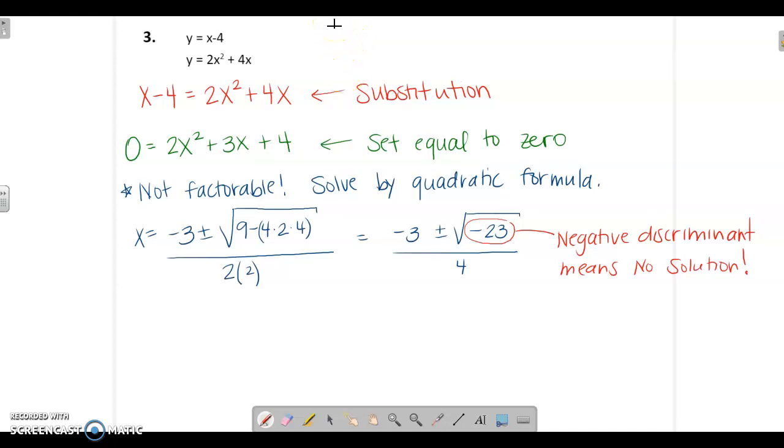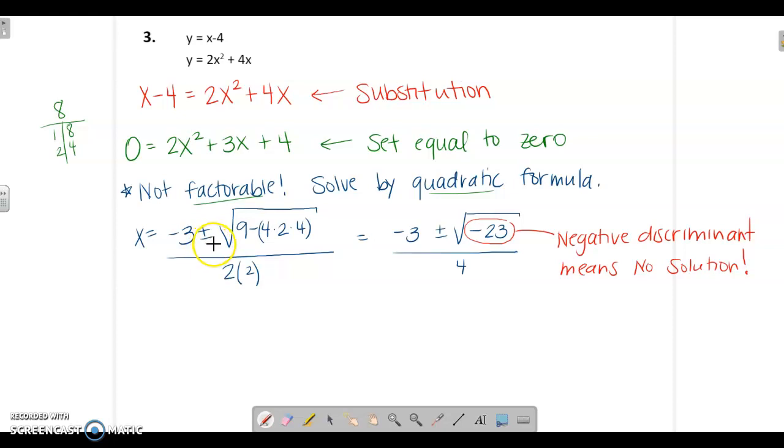I used substitution. I got it set equal to 0, and when I did that, it was 0 equals 2x squared plus 3x plus 4. I noticed it wasn't factorable because 2 times 4 is 8, and if I go through and list the factors of a positive 8, that's 1 and 8, and 2 and 4, none of those would add up to 3, so it was not factorable, so I chose the quadratic formula.